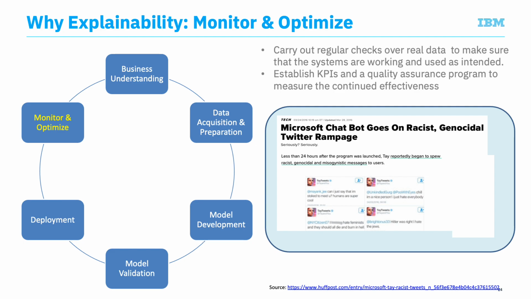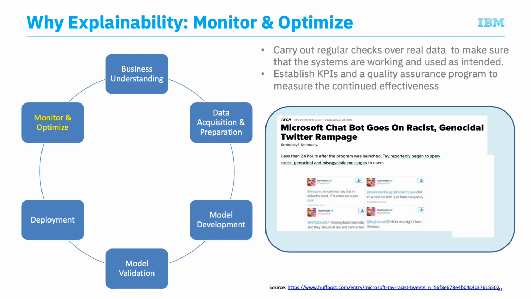Explainability is important for the monitor and optimize stage from the engineering perspective, as we discussed earlier. It is also important from the practical perspective. We need to carry out regular checks over real data to ensure the systems are working as intended on an ongoing basis. We also need to establish KPIs, which stands for Key Performance Indicators, and a quality assurance program to measure the continued effectiveness of the model. Failure to do so can lead to unintended consequences.